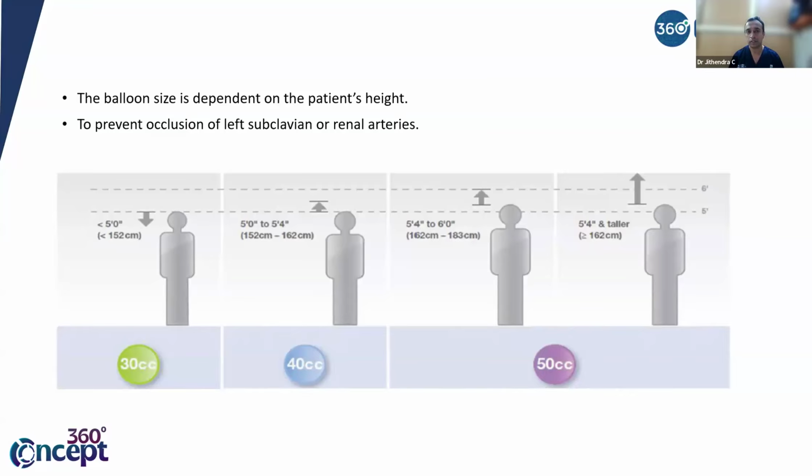Okay, so use this. And why this size is important is because of the anatomy: we should place the balloon after the branching of the left subclavian and before the renal arteries. So that is what. And this length depends upon the height of the person, and that is why this size of the balloon. Okay, so that is why. You should miss the left subclavian and you should not obstruct the renal arteries. So that is the logic behind these balloon capacities.